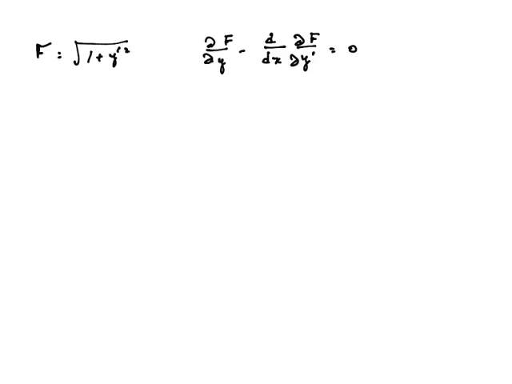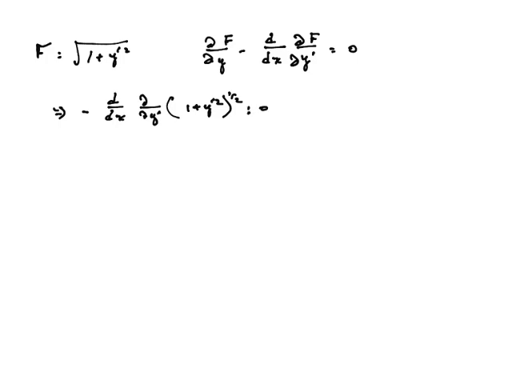So let's go ahead and apply our function into these Euler-Lagrange equations and see what we get. Well, first of all, this first term is 0 because there is no explicit y dependence. So we get minus d/dx of the partial, with respect to y prime, of, in fact, let's just do it, 1 plus y prime squared to the 1/2.